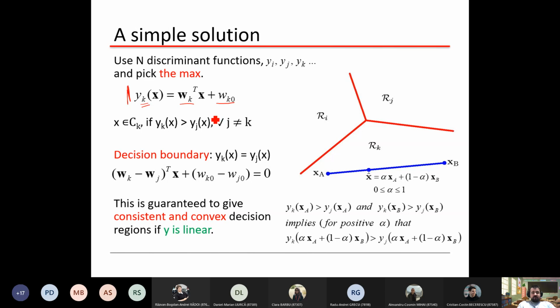And then after we compute the value yk of x for all classes, all we have to do is to assign x to the class that has the highest value of all. So we compare the values yk of x to yj of x, and then we place x in the class that has the highest value for any j.